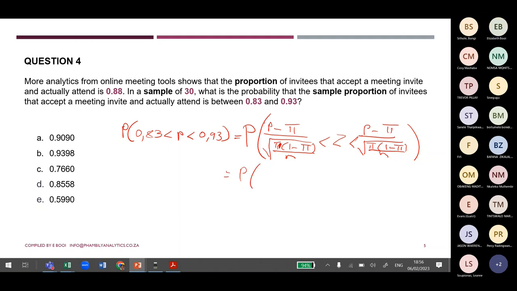P, our P is always in the question. The other sub proportion is your population proportion, which is the pi, it's 0.88. So here we start first with the 0.83. 0.83 minus 0.88 divided by the square root of 0.88 times 1 minus 0.88 divided by our n, the sample, which is 30.